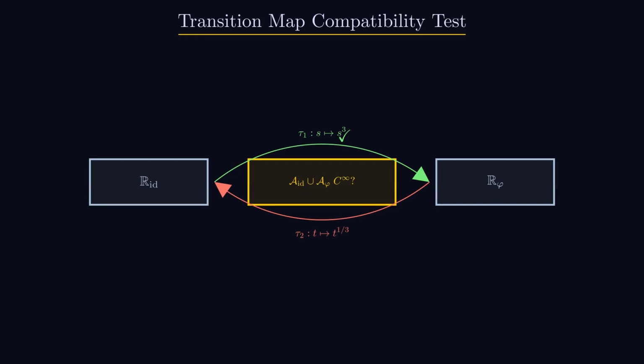Tau 2 is not differentiable at t equals 0. The difference quotient at 0 equals the limit of t to the negative 2/3, which diverges. No finite derivative exists. Tau 2 fails. One failure is sufficient. A C infinity atlas requires every transition map to be C infinity. Because tau 2 fails, the union atlas is not C infinity. The two atlases are therefore inequivalent. They define distinct differentiable structures.